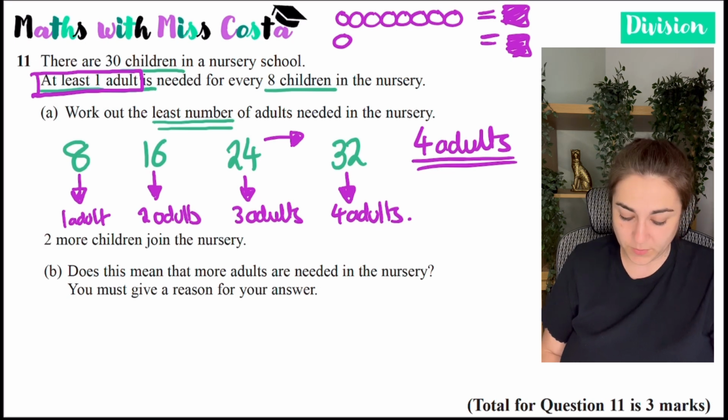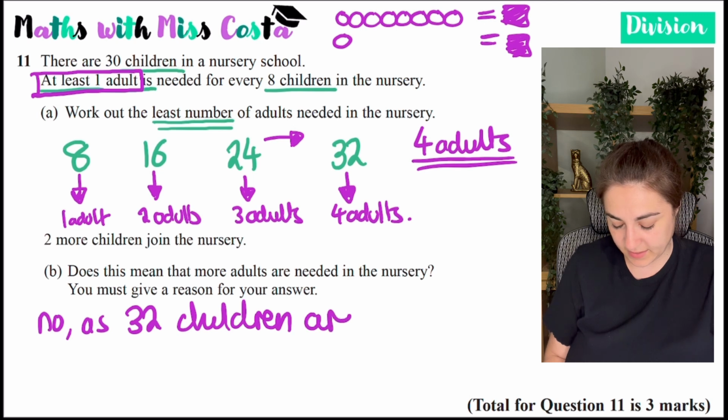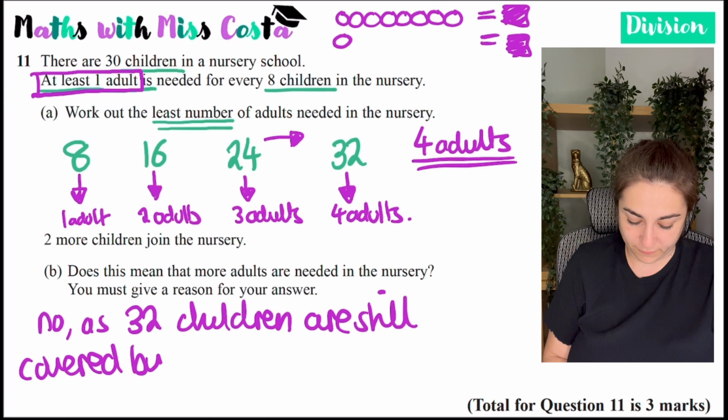I'm then told that 2 more children join this nursery. Does this mean that more adults are needed in this nursery? No, as 32 children are still covered by 4 adults.